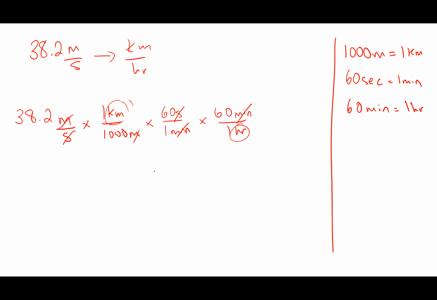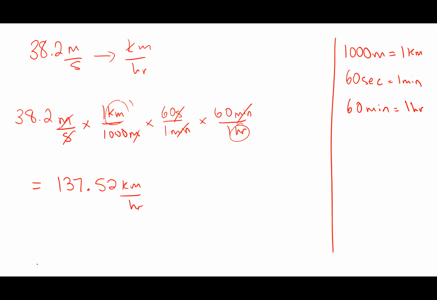So 38.2, I'm going to divide it by 1,000. I'm going to multiply it by 60 twice, and I'll get my answer as 137.52 kilometers per hour. So, if this was a car, you would be going pretty fast. You guys can probably picture this in your head. The speed limit in Qatar on the expressways or highways is typically 100, 120, so pretty fast.